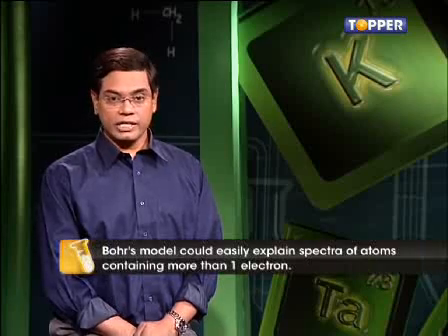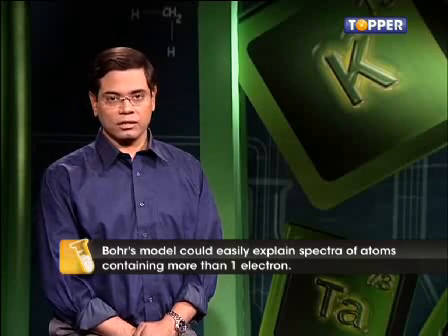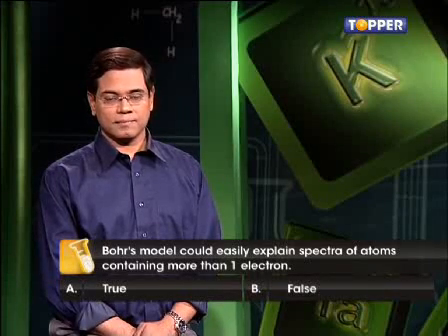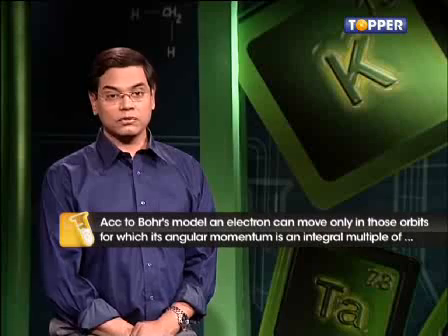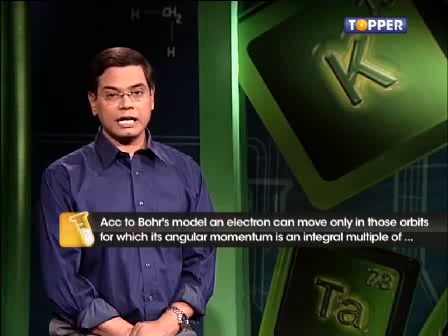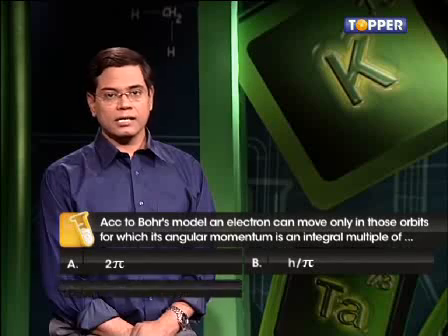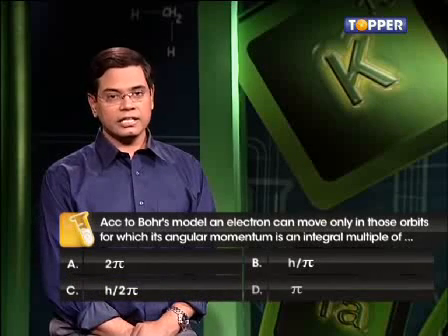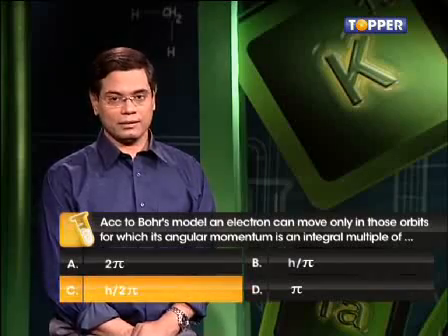Now the next question. Bohr's model could easily explain spectra of atoms containing more than one electron. True or false? This statement is false. Last question. According to Bohr's model, an electron can move only in those orbits for which its angular momentum is an integral multiple of A. 2 pi, B. h upon pi, C. h upon 2 pi, D. pi. The answer is C. h upon 2 pi. I hope you all did well.